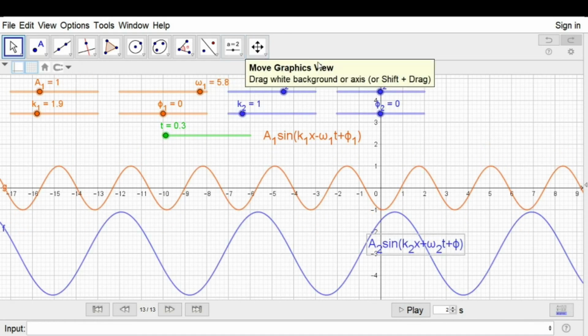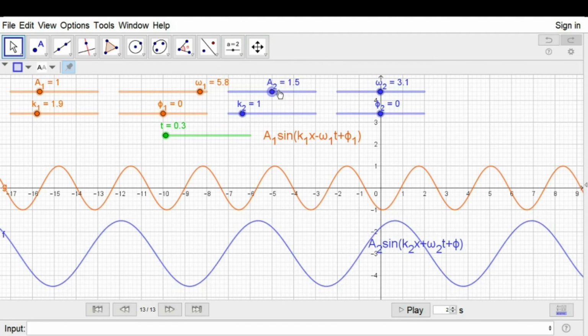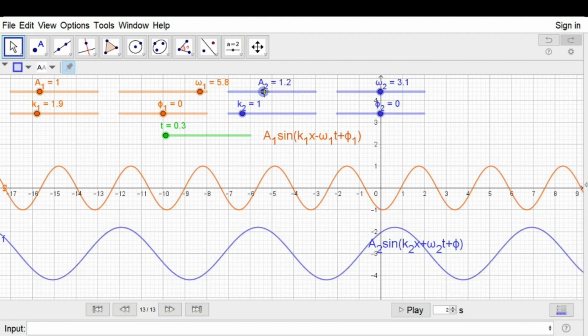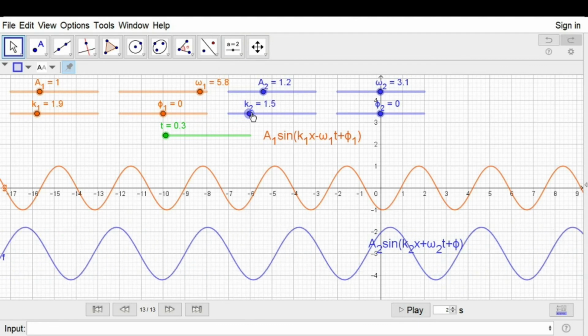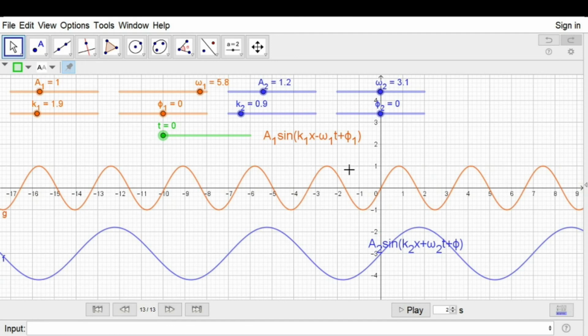So now I've inserted a second wave. It's all in blue, and I can again adjust the amplitude to anything I want. I can adjust the wave number to anything I want. Maybe we'll leave this one a little bit bigger. I can adjust the phase. Let me set t equals 0 here. If t equals 0, these are both sine waves, right? Let me pull this out so we can see it a little better. I'm going to put it in between them, maybe something like that.